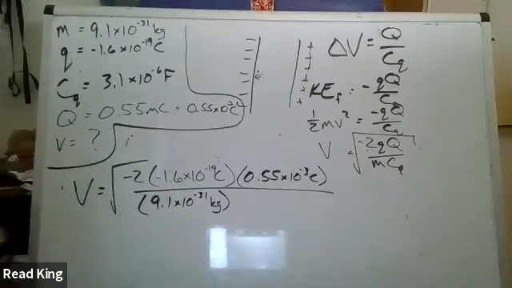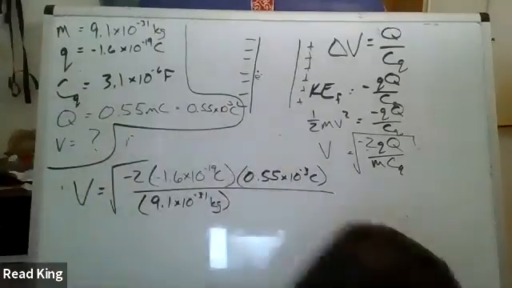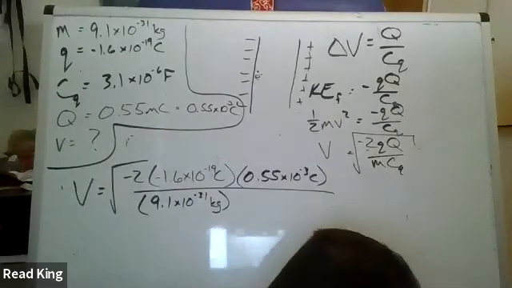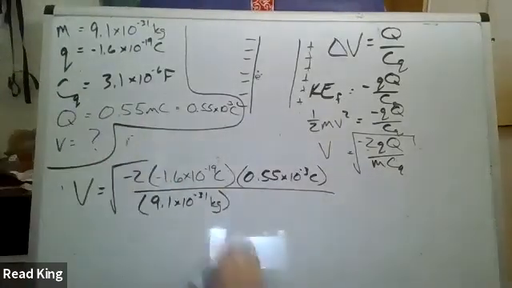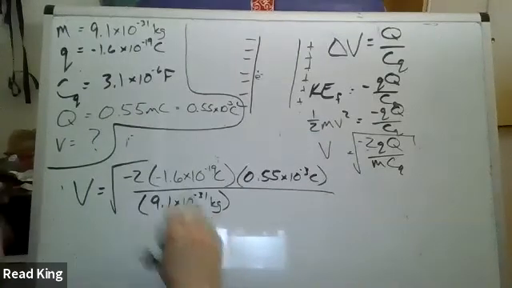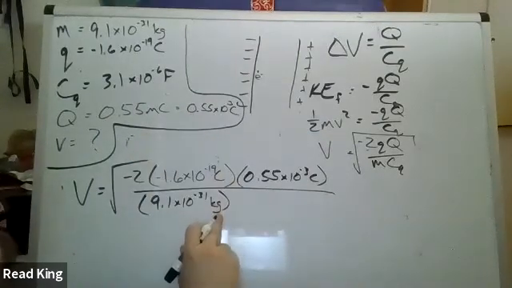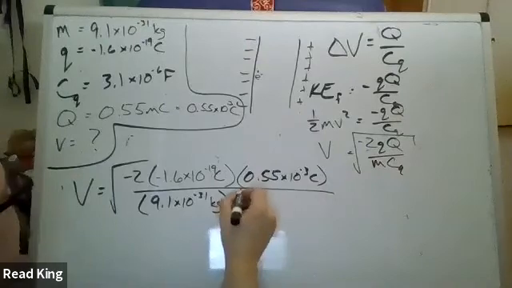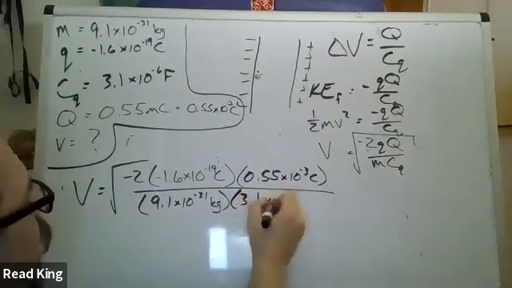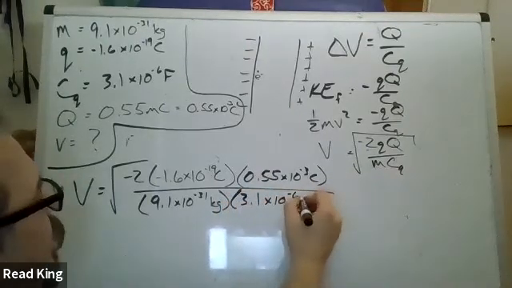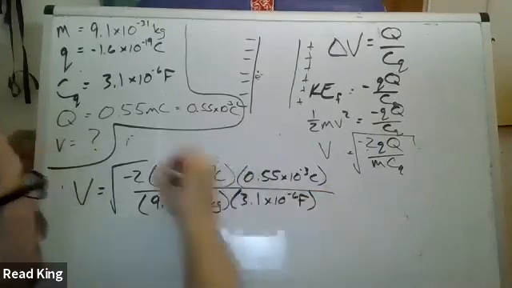Oops, wait a minute. I missed a K somewhere, didn't I? There's got to be a K in here. Where did I miss the K? Oh, wait, no, because capacitance has a weird value. Okay. Farads, yeah. That's times 3.1 times 10 to the minus 6 farads.